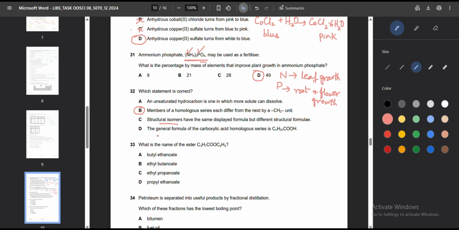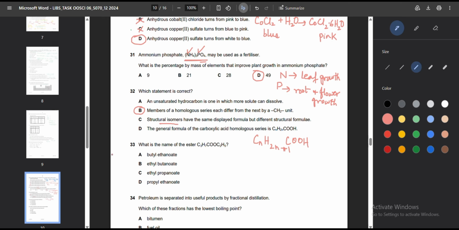Okay. The general formula of carboxylic acid homologous series is CnH2nCOOH. No, it should be CnH2n+1COOH. That should be the correct one. All right. So the correct option is B in this case.